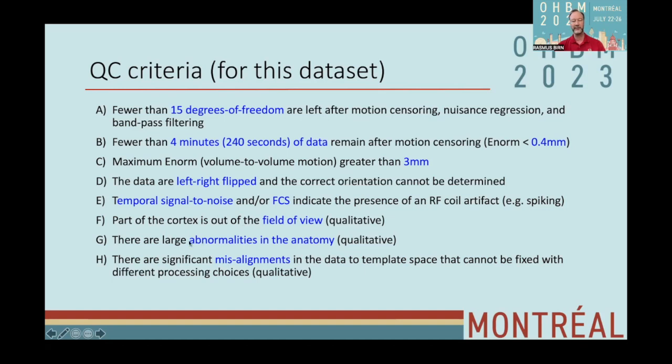And we also looked at potential abnormalities in the anatomy qualitatively. And finally, if there are any significant misalignments in the data to template space that can't be fixed with different processing choices, we would choose to disregard or exclude that subject from further analysis.